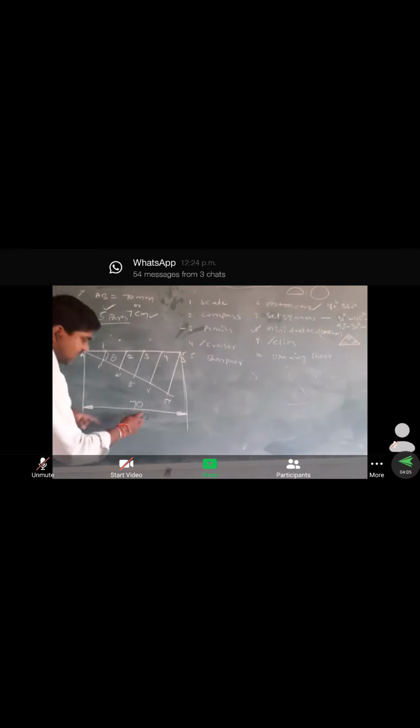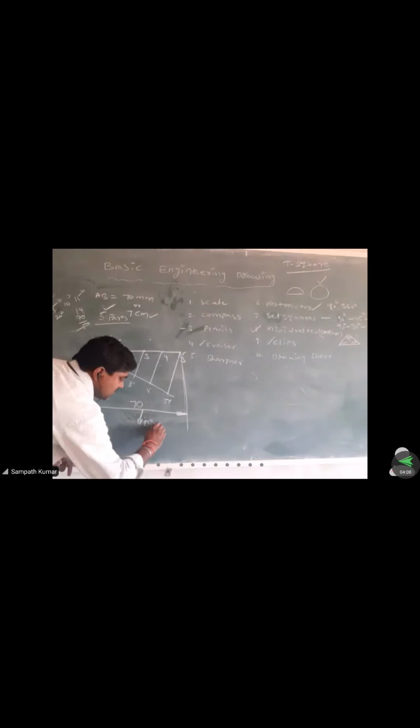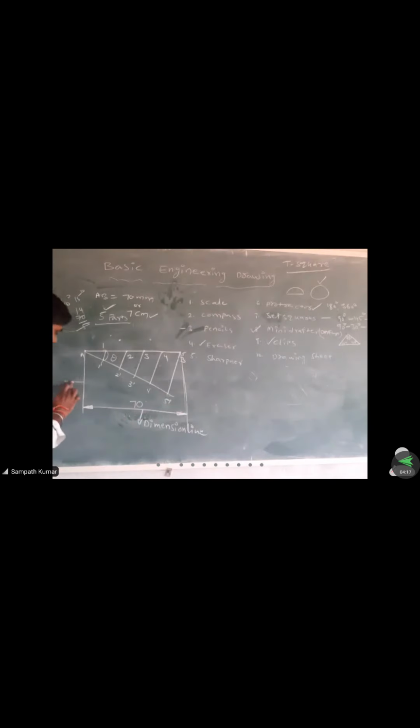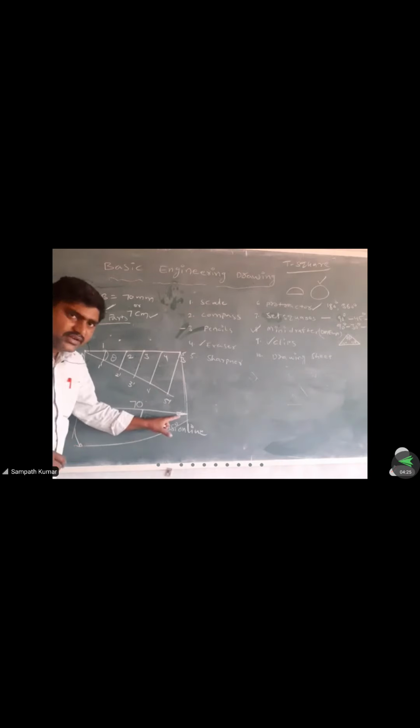This line will be known as the dimension line. And these perpendicular lines, are they indicated with a symbol? Which one? Indicated with an arrow. This will be the arrowhead, in triangle form. Arrowheads are indicated by isosceles triangles.